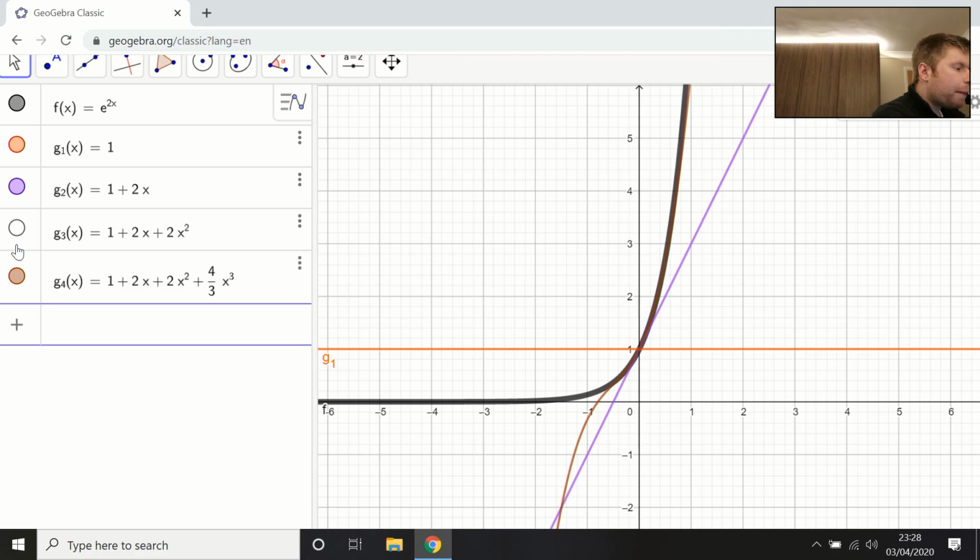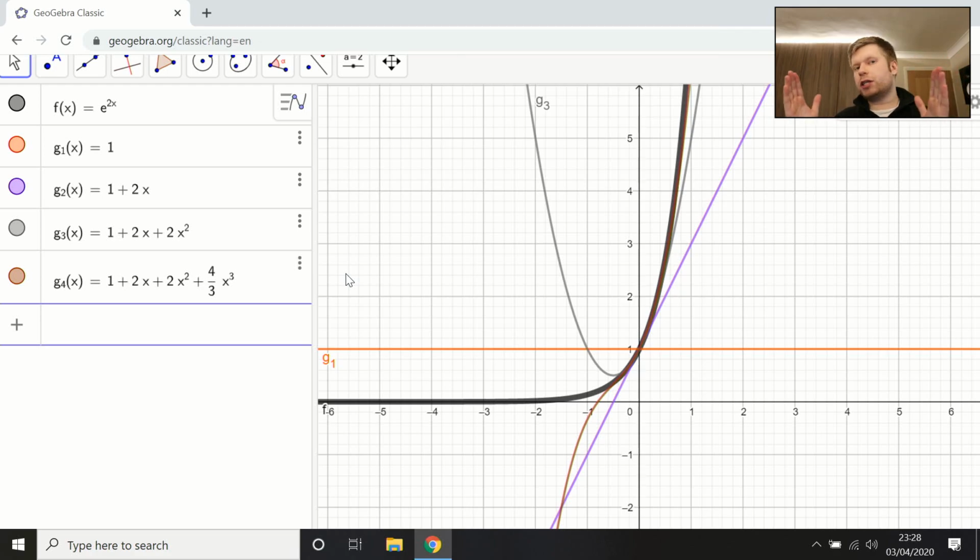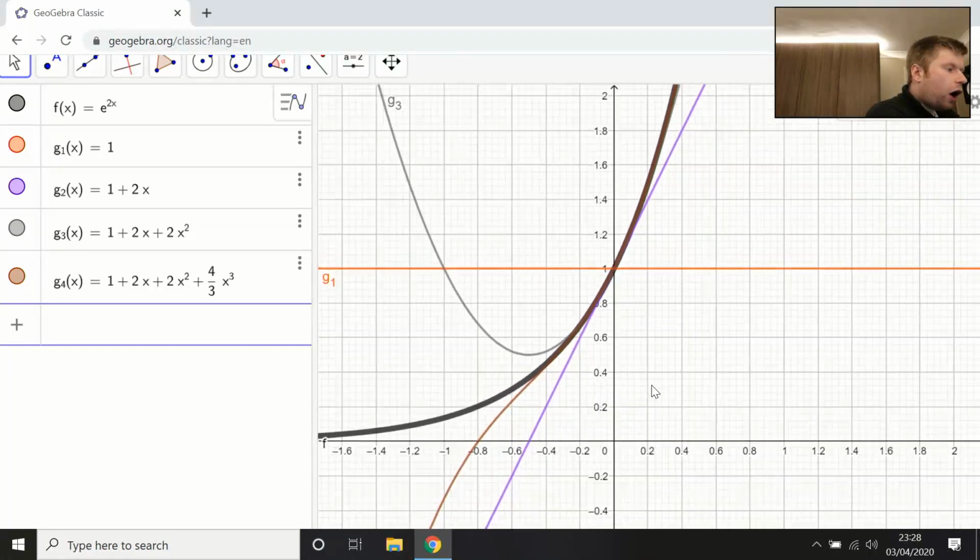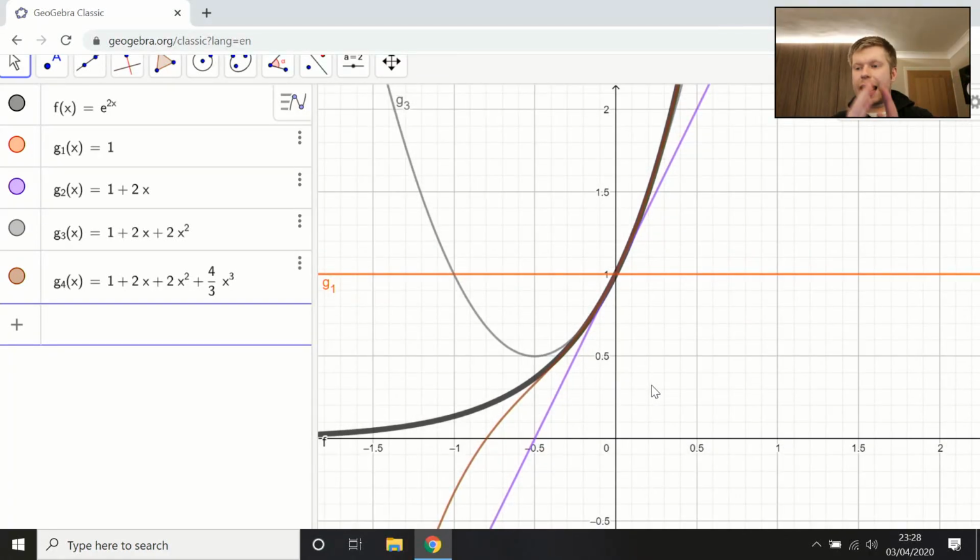But you can see what happens as I build up my approximations. I'm getting a better approximation, and more importantly, I'm getting a better approximation further away from the point which I started. So I started at the point x equals 0, and after 4 approximations, I now have a function which approximates e to the power of 2x quite a way away from the point which I started with, x equals 0.